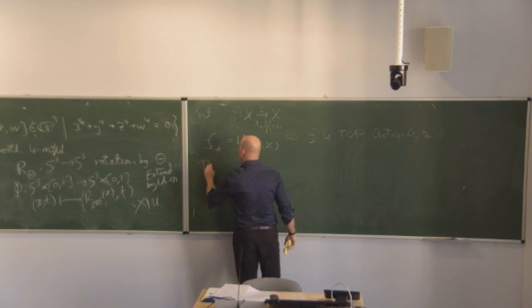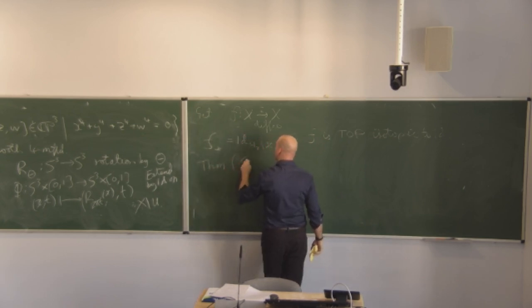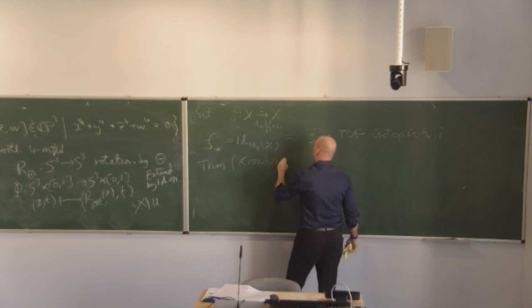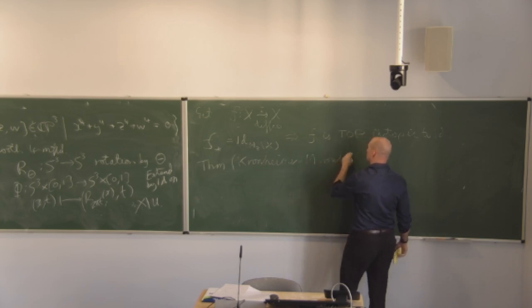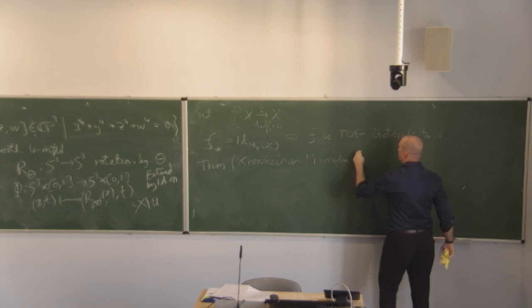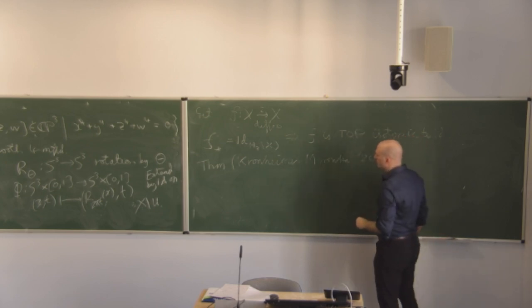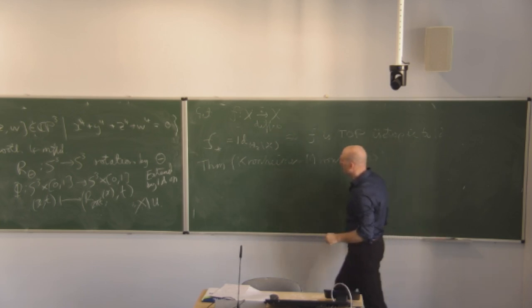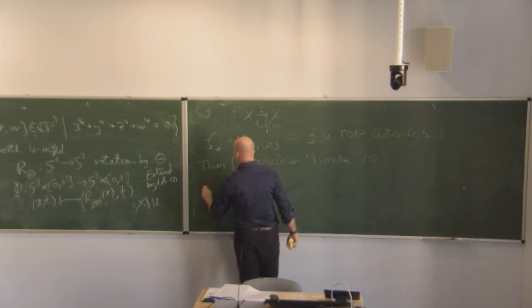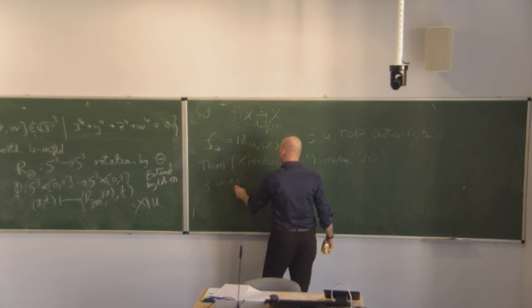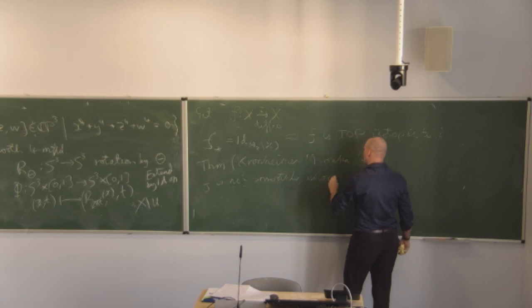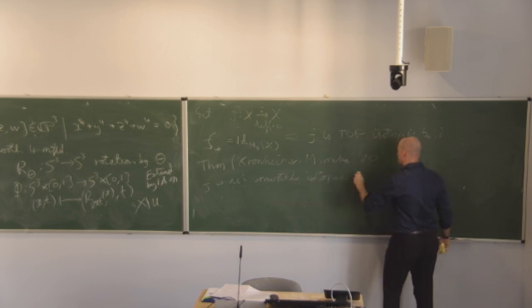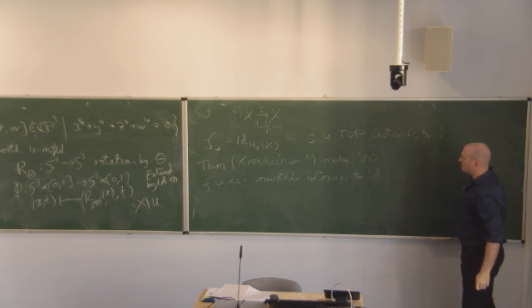But then there's a theorem by Kronheimer and Mrowka around about 2019 or 2020 that says that F is not smoothly isotopic to the identity.